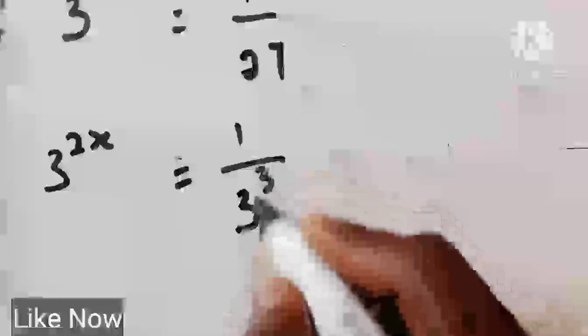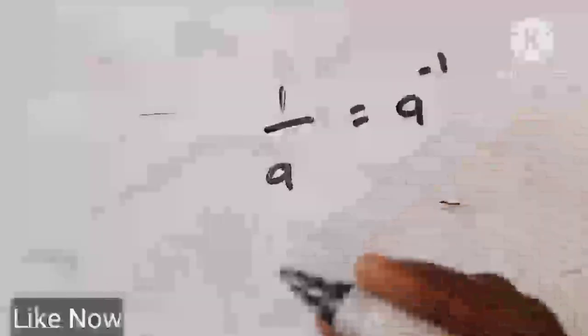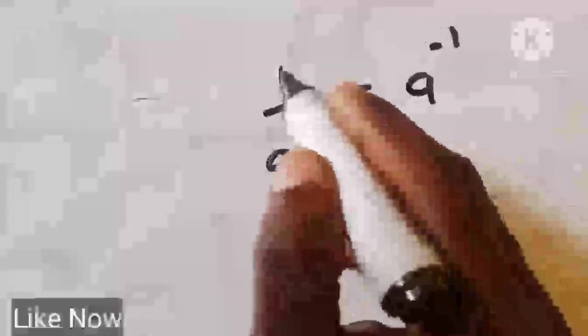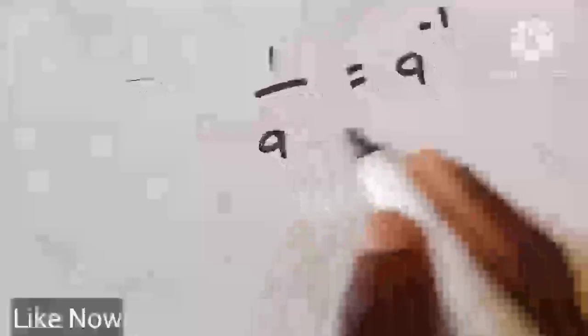But here we have 1 on 3 raised to the power 3. Now this is what we are going to use here. The key law here says that if you have 1 on something down here, I can rewrite this as 1 raised to the power negative 1, right? You've seen this from the previous questions. So 1 on any number can be written as that number raised to the power negative 1, just that we are turning it up and down.